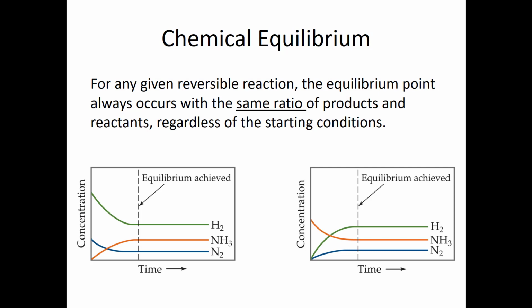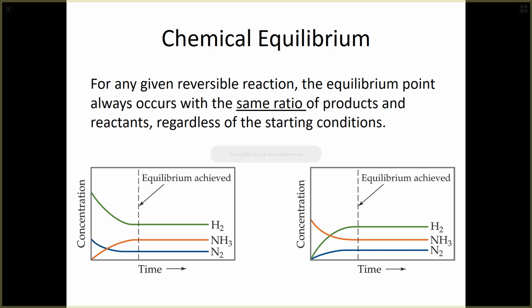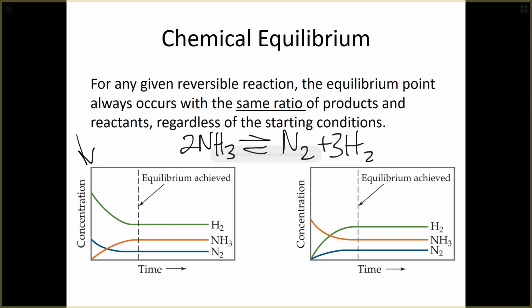Here's another picture showing the same thing. This time we start off with just our products, and the balanced equation got erased here. So let me just quickly write this down. So we see that on this side, I start with just my products. And on this side, I see that I start with just my reactants. But no matter where you start, some of each, or just all products, or just all reactants, when that equilibrium is achieved, the ratio of products to reactants will always stay the same.